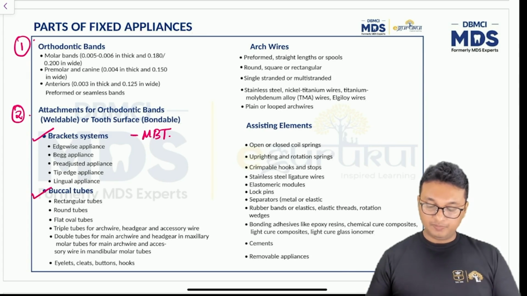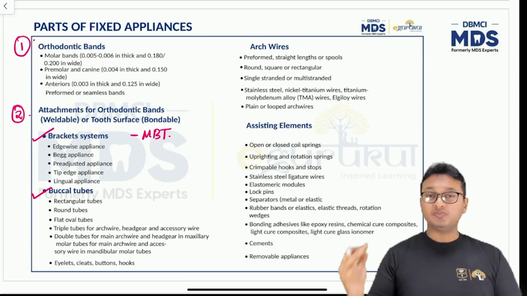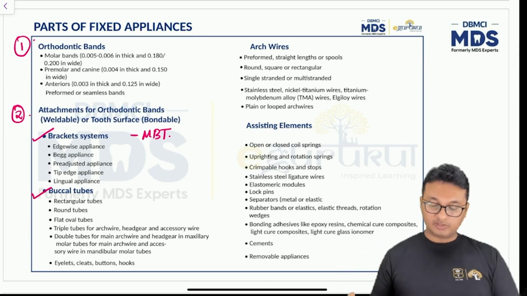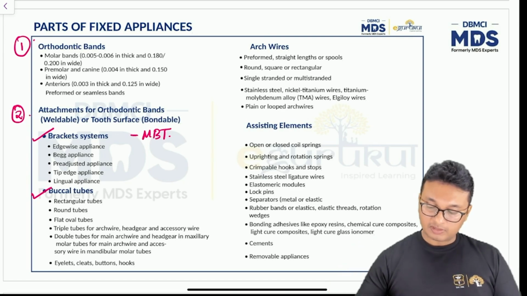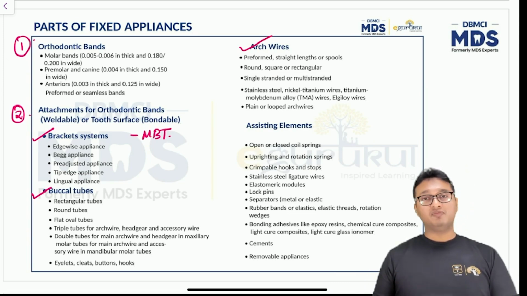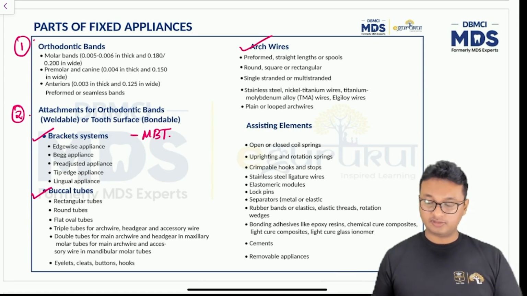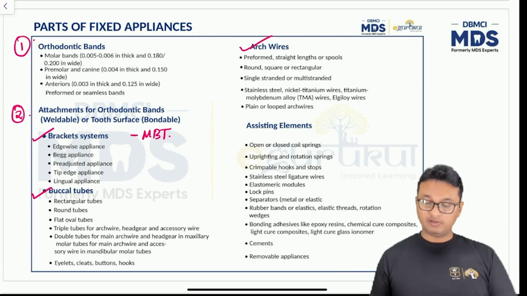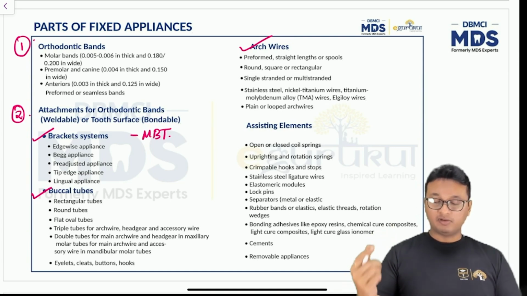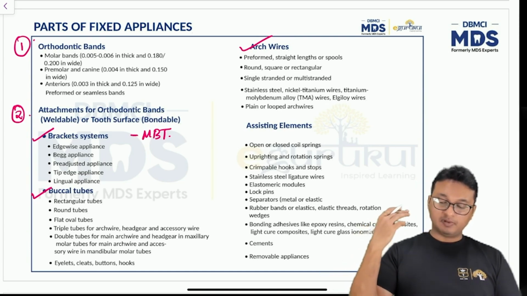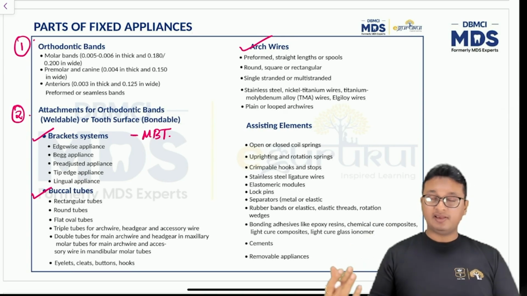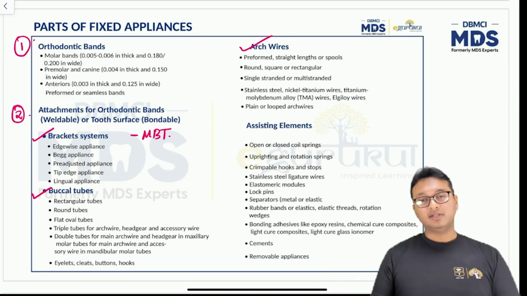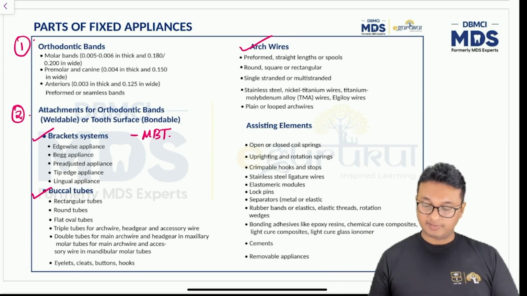Then we have buccal tubes, which can be rectangular tubes, round tubes, flat oval tubes, double tube, triple tube, eyelets, cleats, buttons. Arch wires we have already talked about earlier, which are preformed, which are available in different cross sections, round, square, or rectangular form. They can be single stranded or multi stranded. They can be made up of stainless steel, nickel titanium, TMA wires, alloy wires, and they could be plain or looped arch wires as well.